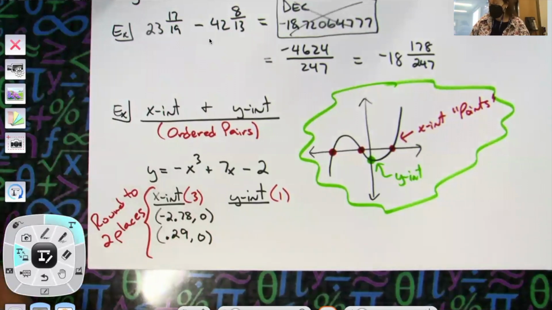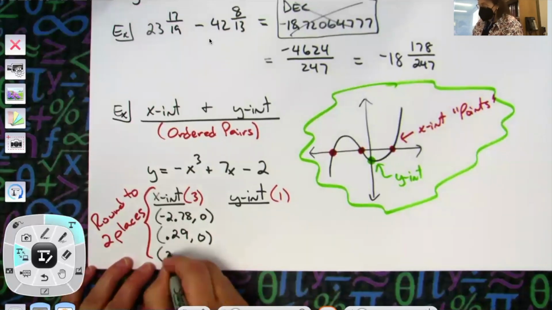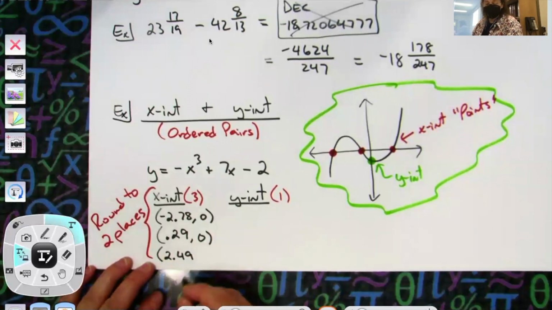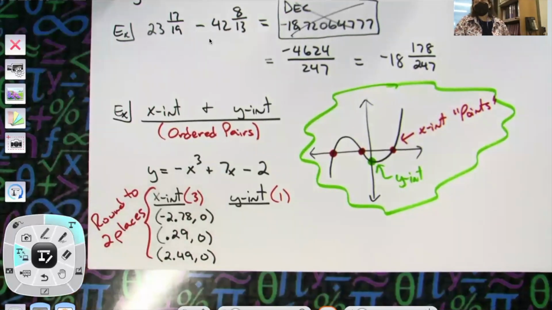Okay, I'm going to find the last one. I found the last one going out 2 places to the right, 2.49, rounding that because it was 2.4892 something, something. So there's the 3. Did we get some on that? Were we successful with the third one?